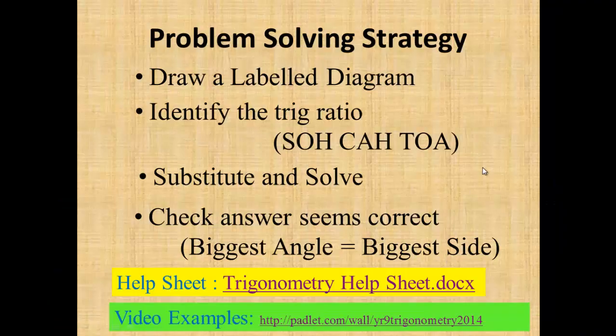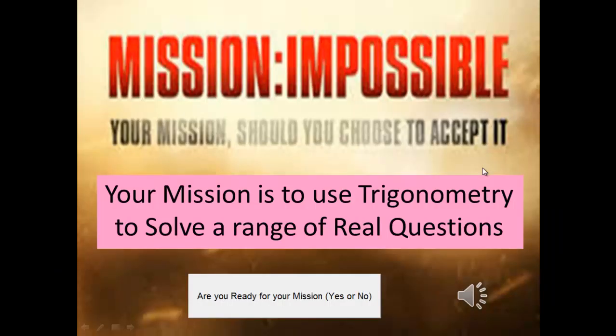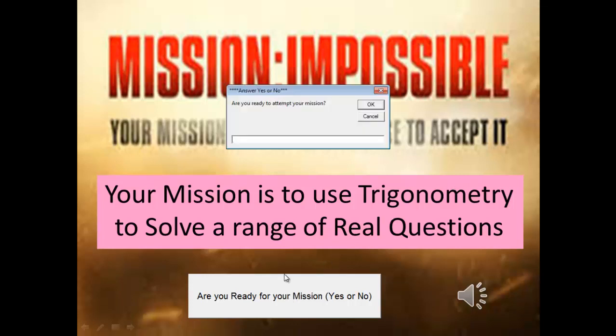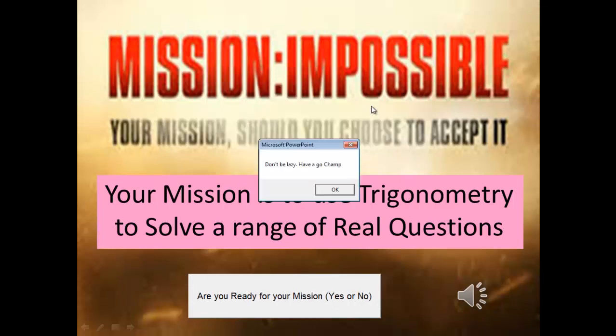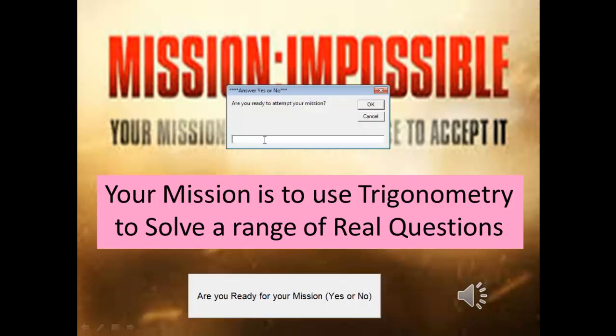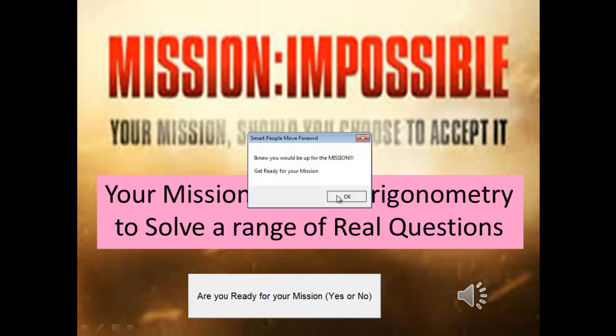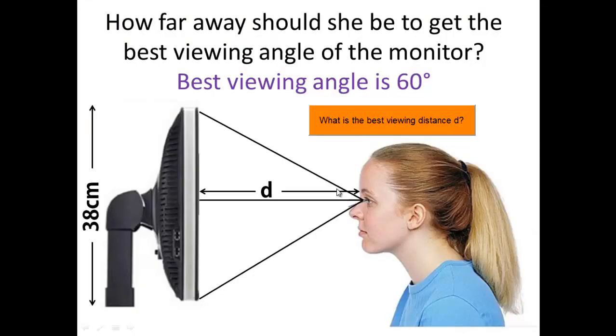Right, so you get the idea, and then the next bit is I'll start the mission. So you set up this thing over here. So if the kids say no, you'll get a message saying, "Oh, don't be lazy, have a go, champ." When they click on yes, you've got some information which allows them then to go to the next bit. Oh, beautiful. So when I click on that, I go to the next slide.